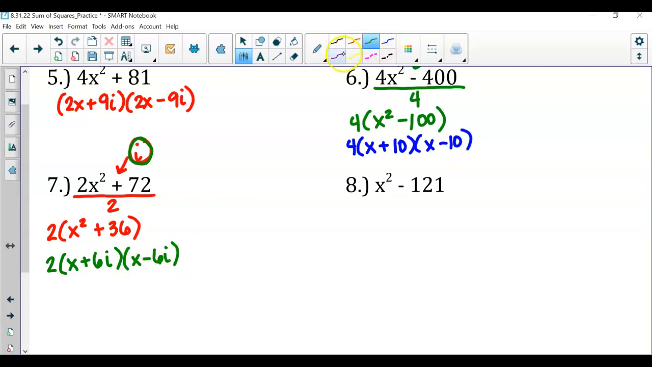Then the last one, this is just a good old difference of two perfect squares. No GCF, so here we go. The square root of x squared, of course, is just our x, plus the square root of 121, which is 11. So x plus 11 times x minus 11.